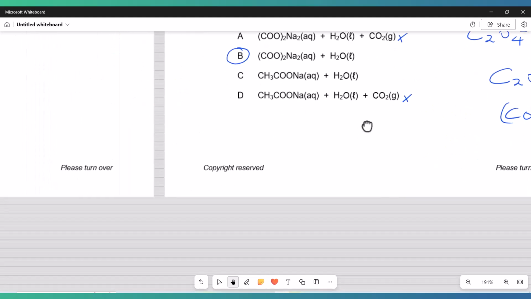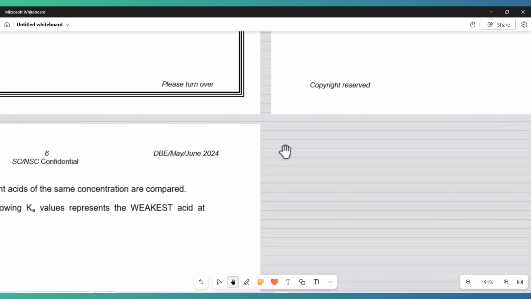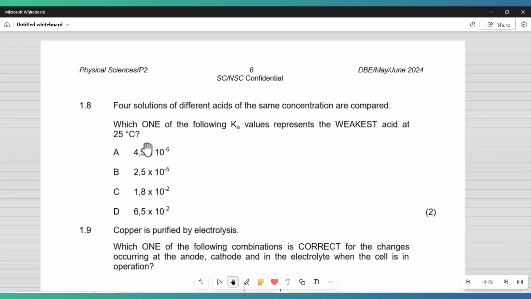Let us proceed. 1.8, May, June 2024. They say here that 4 solutions of different acids of the same concentration are compared. Which one of the following Ka values represents the weakest acid at 25 degrees Celsius? I repeat, 4 solutions of different acids of the same concentration are compared. Which one of the following Ka values represents the weakest acid at 25 degrees Celsius?